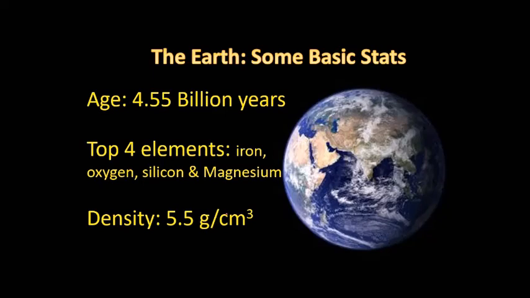So, the top 4 elements. This is something you want to know. These are the top 4 elements in the entire Earth. Iron is number 1, oxygen number 2, silicon, and magnesium.